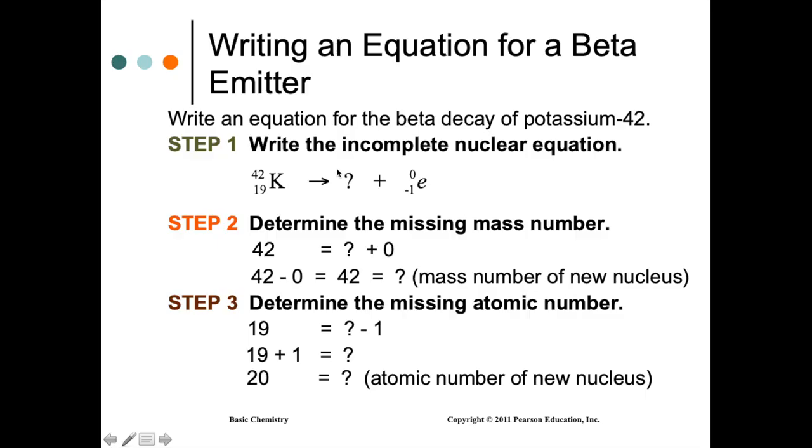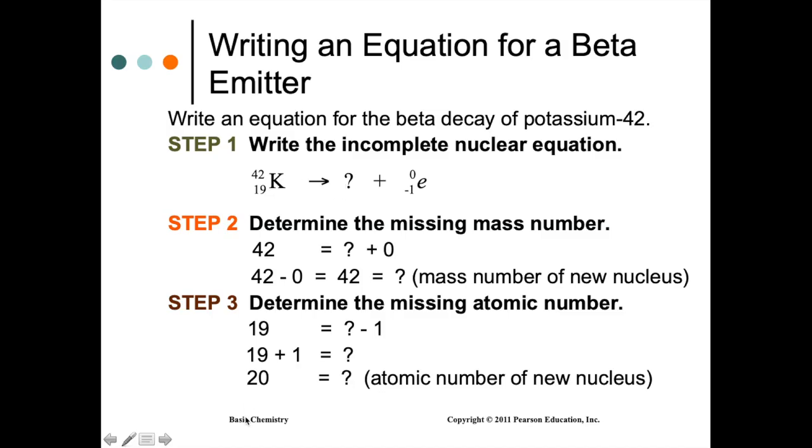So what added to 0 gives us 42? That's kind of a dumb question, right? Because it's just 42. Where a lot of students go wrong is with the atomic number, because here we're adding a negative number, and I think that throws a lot of students off. So what added to -1 gives us 19? The answer is actually 20. 20 minus 1 is 19.